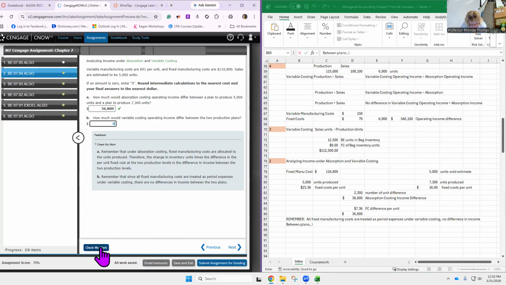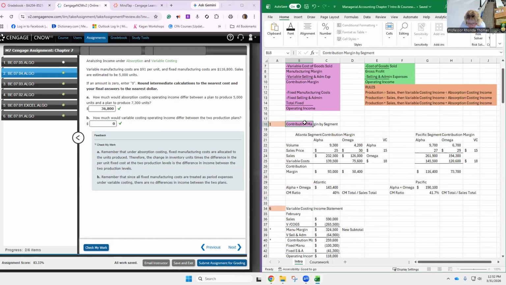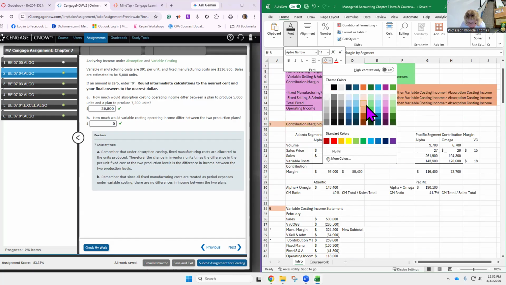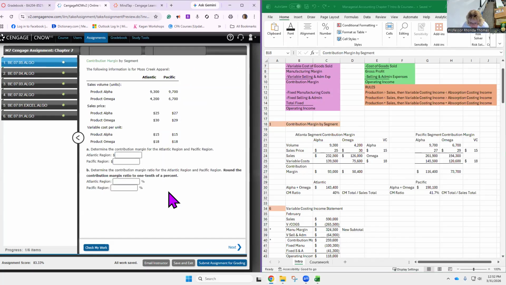Okay, so then the last one. The last one is actually number one, but I'm going to go back up to the top now. Okay, this is called contribution margin by the segment. And I did this a certain way in class, but I'm going to do it a little bit different on here. I think it makes more sense.